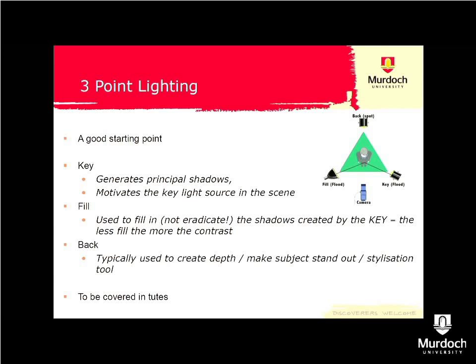Again, this is our main light. It's usually emulating the idea of the sun. Not the sun, but something analogous to the sun. So we generally have one key light. It generates principal shadows. It motivates the key light source in the scene, and it's our key light for developing our narrative. So if we want a side light, it's the key light that we're going to use to generate that. Then we've got the fill light.